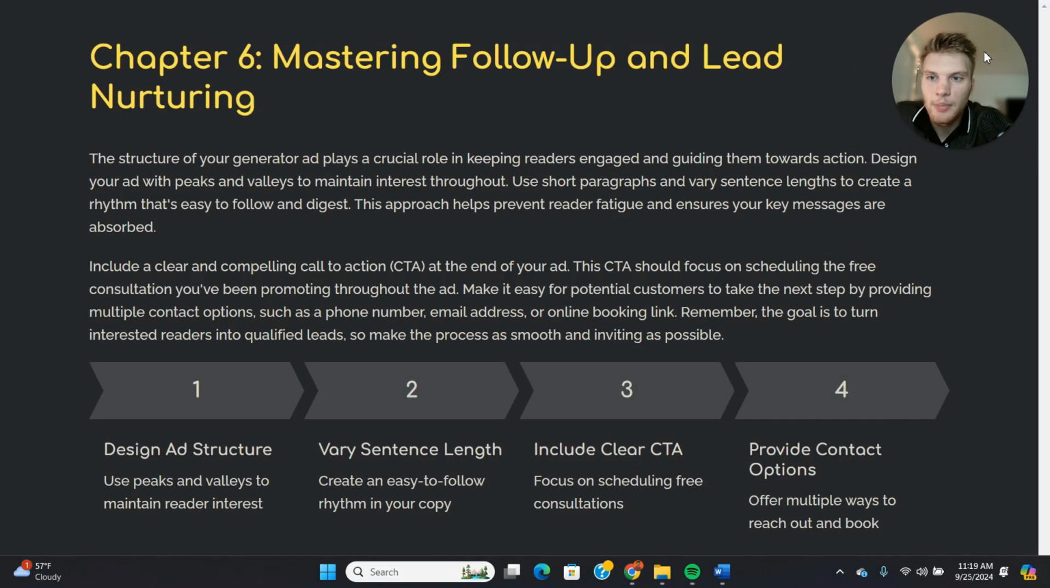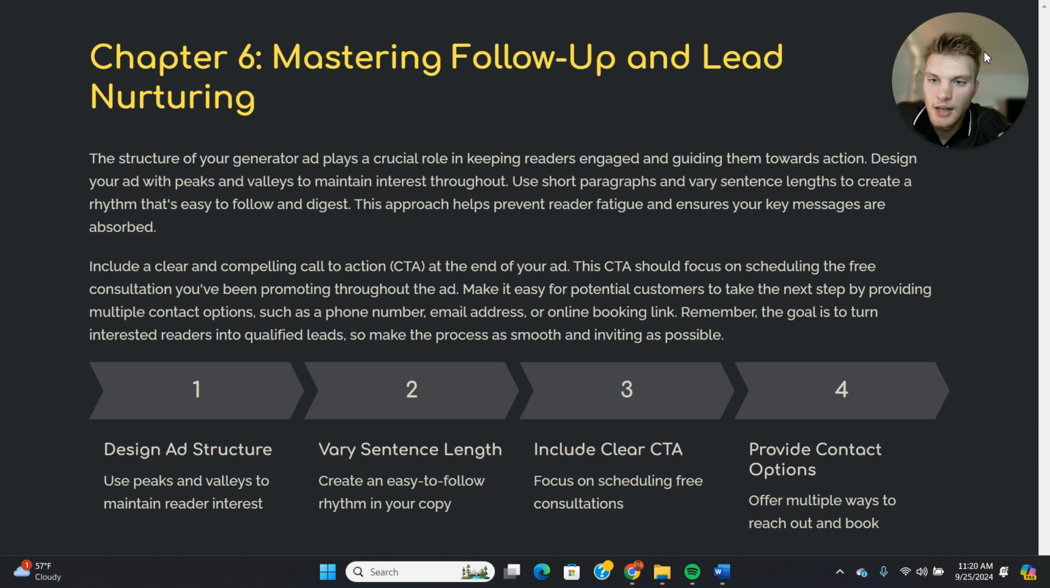So, mastering follow-up and lead nurturing, the structure of your generator ad plays a crucial role in keeping readers engaged and guiding them towards action. You want to design your ad with peaks and valleys to maintain interest throughout. Use short paragraphs and vary sentence lengths to create a rhythm that's easy to follow and digest. This approach helps to prevent reader fatigue and ensures your key messages are absorbed, right?